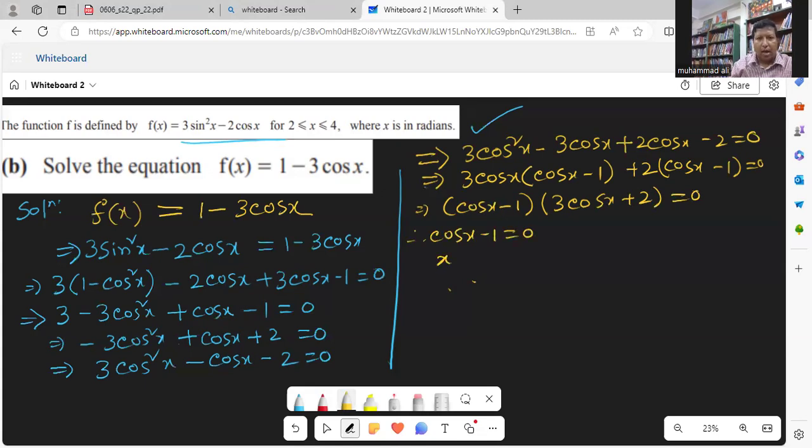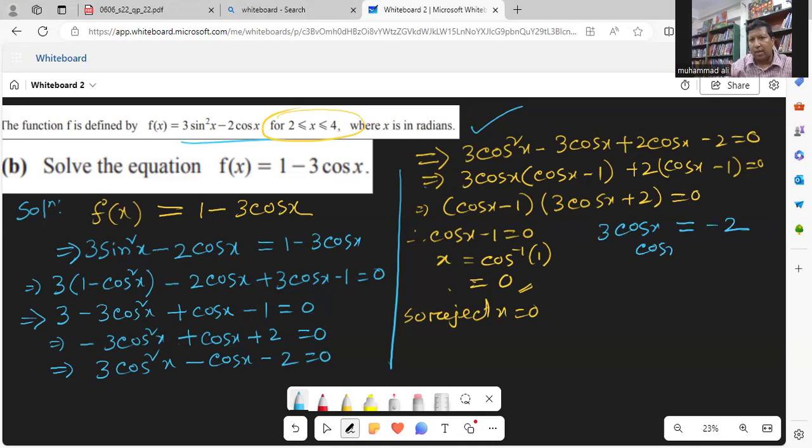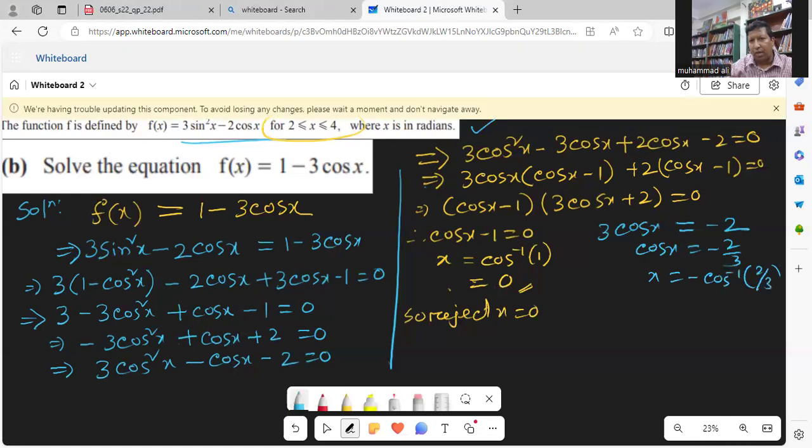So x = cos inverse 1, that means x = 0. We have to reject x = 0 because it is outside of this interval. But from 3 cos x + 2 = 0, when it goes to the right side it will be minus 2. Cos x = −2/3, so x = cos inverse of minus 2 by 3.